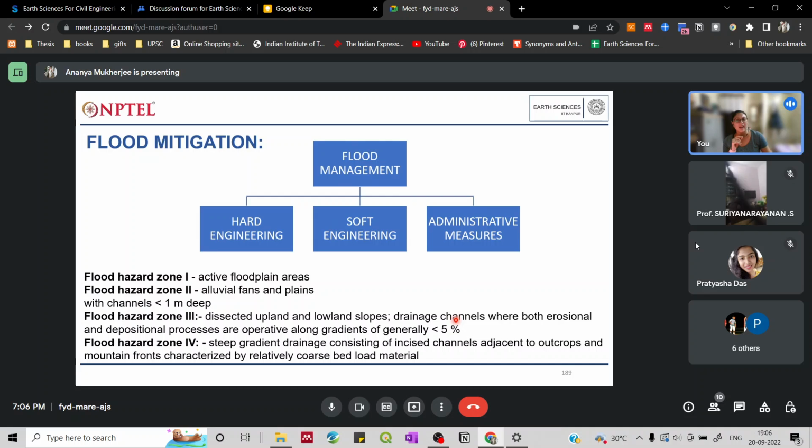Then you have administrative measures, that is mostly involving warning systems, and also how information is passed from the agencies which are creating these warnings to the community which would be affected. Okay, so these are some ways that you can mitigate the damage caused by floods.